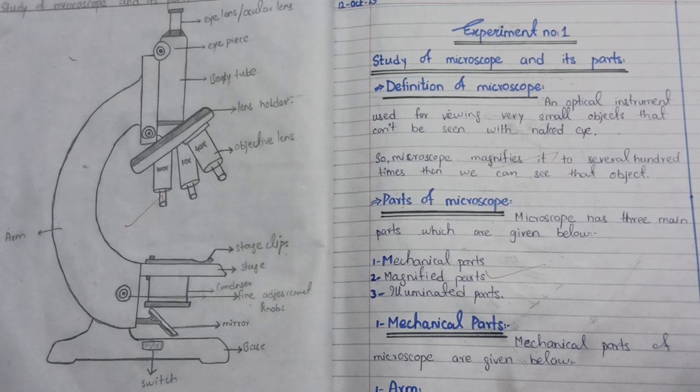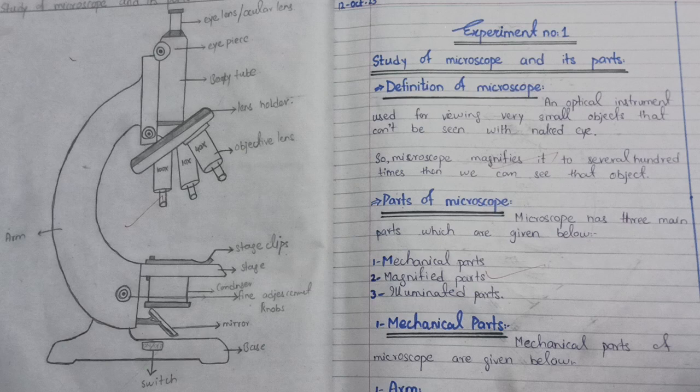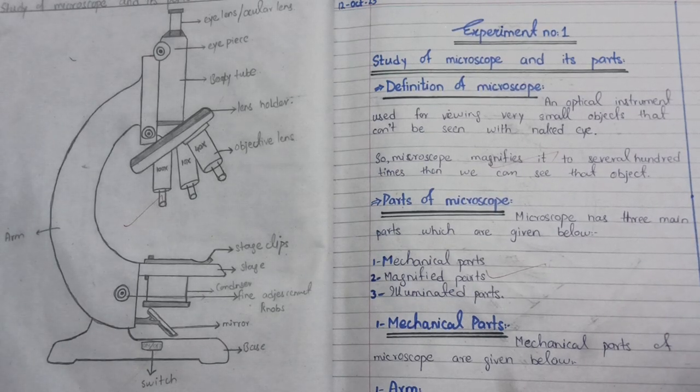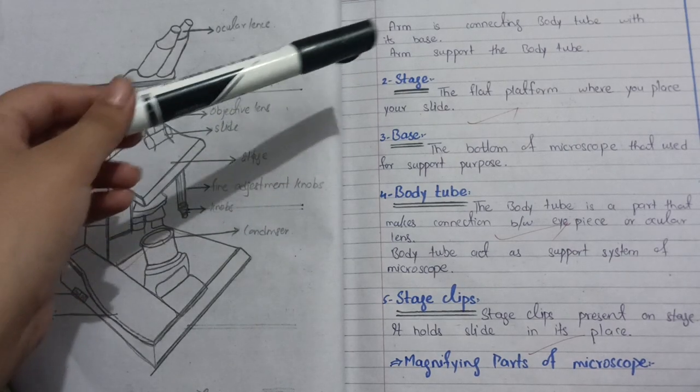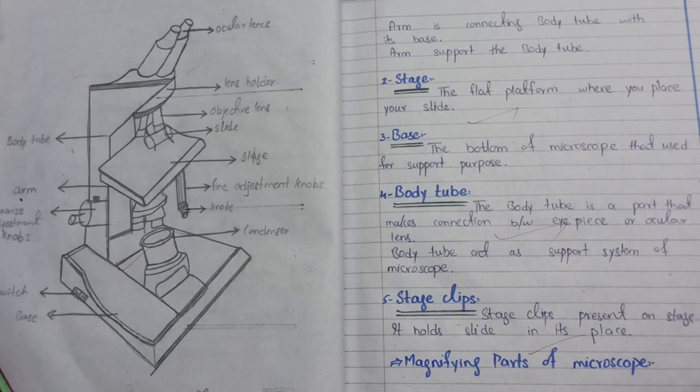Now return back to the theoretical part. As we are discussing the mechanical parts of the microscope, I'm moving toward the next page. Here is the first part of the microscope, which is your arm. The arm connects the body tube with the base. The body tube, the upper part, is connected with the lower part by this arm, and it is used to support your body tube. Also, it is the part by which you can hold your microscope.